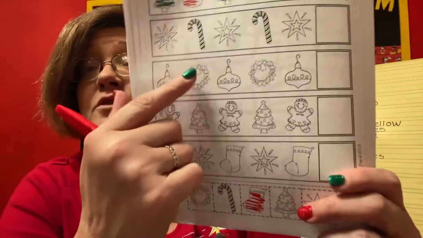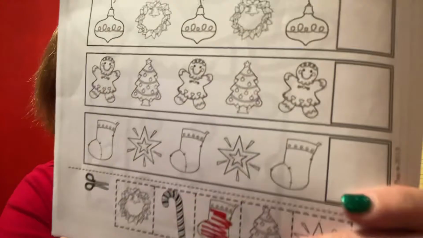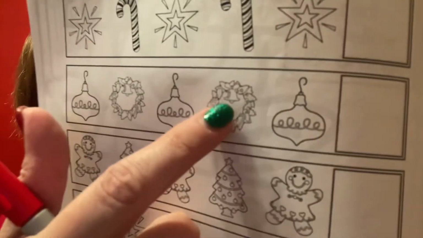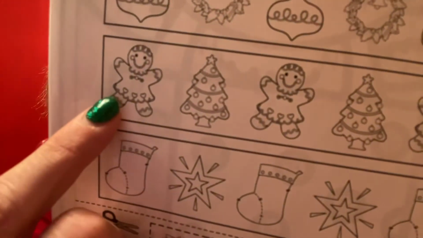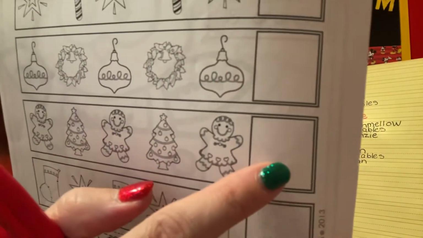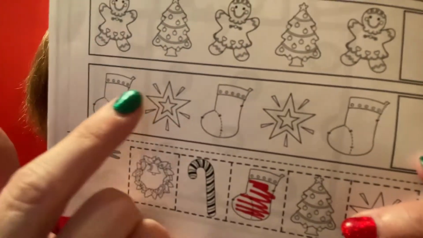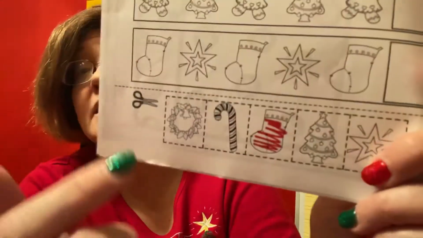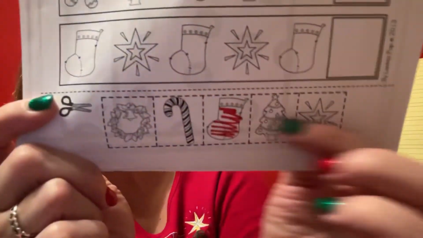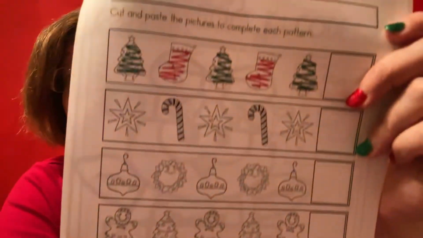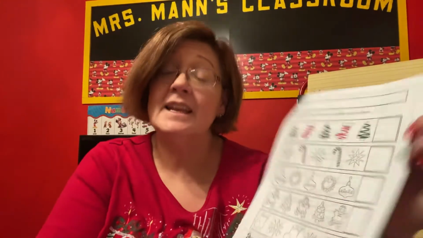Okay, so there's 3 more rows of objects. There's an ornament, a wreath. Ornament, wreath, ornament, and then decide what goes there. Gingerbread girl, Christmas tree. Gingerbread girl, Christmas tree. Gingerbread girl, stocking, star. Stocking, star, stocking. Okay. Then you color these down here to go with the row of objects that they go with, okay? And then you're going to cut and glue.